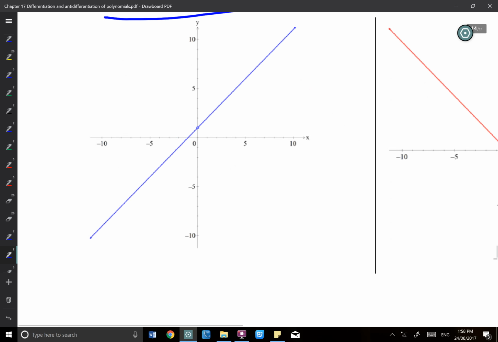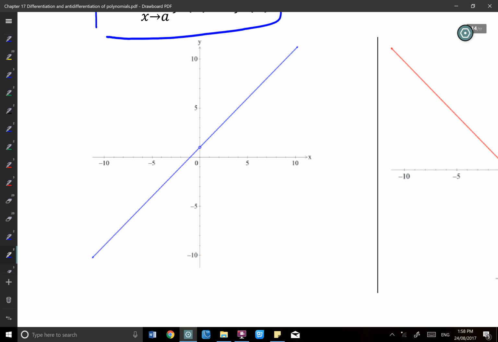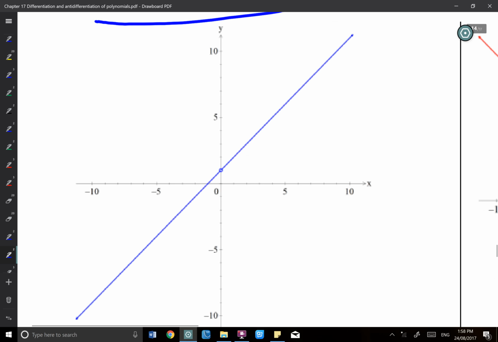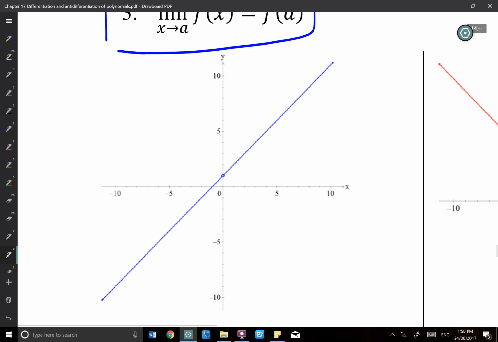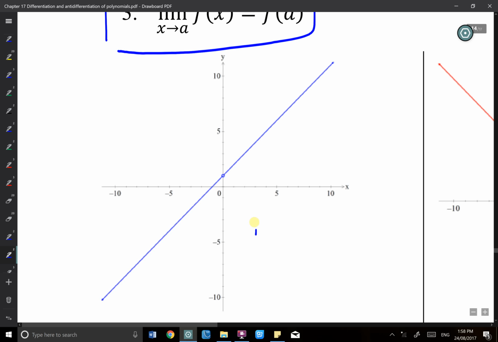For the first one, is it defined? You can see there's an open circle here at 0, so it's not defined. The conclusion is directly made: not continuous.